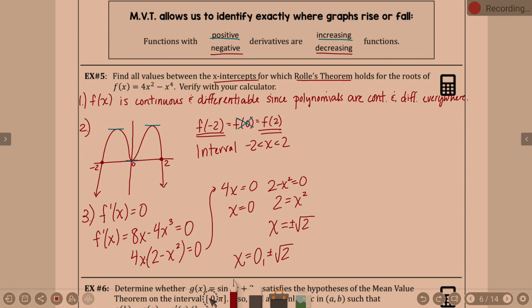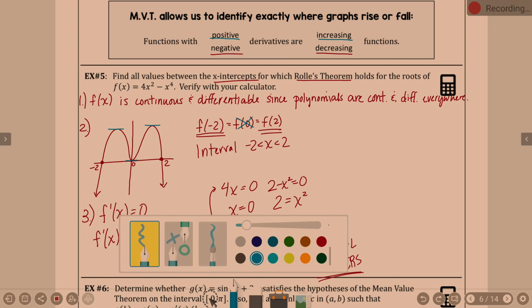These are, for language sake, what we call our critical numbers. And again, I'm not sure how much we've talked about critical numbers because we talk about it more in this unit than anything, I think. But critical numbers are places where your derivative equals 0. Okay? So, find all values between the x-intercepts for which Rolle's theorem holds for the roots of f of x. I guess it said then verify with your calculator. Does this work? Does this make sense?